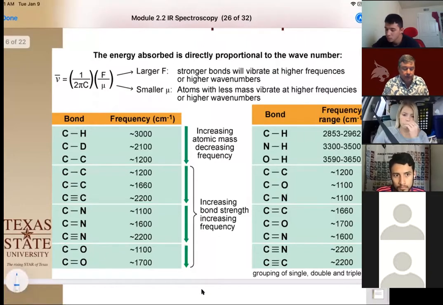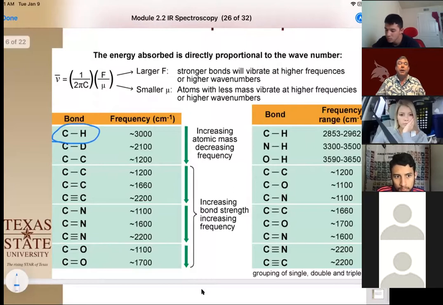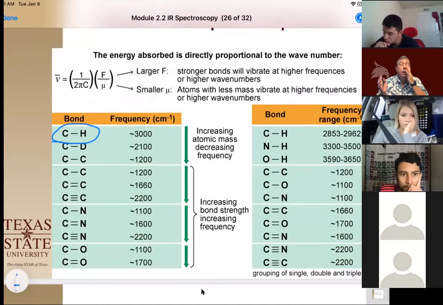Okay, so the thing I want you to draw attention to is that we have our carbon-hydrogen bond. So carbon's 12, hydrogen's 1, and we have a very high frequency of vibration of about 3,000 wave numbers. Notice this right here, this is reciprocal centimeters. The simpler way to say that is wave numbers. So that's per centimeter.